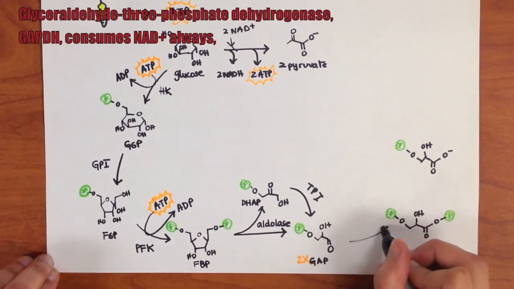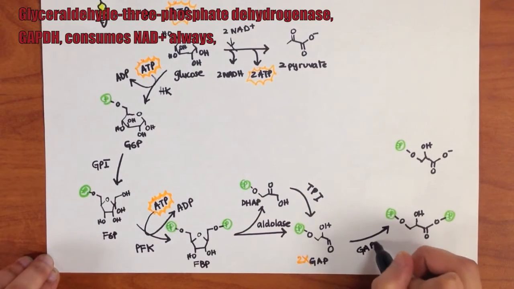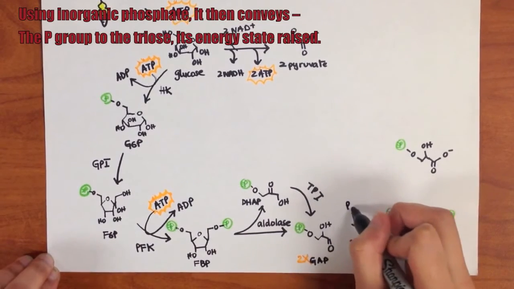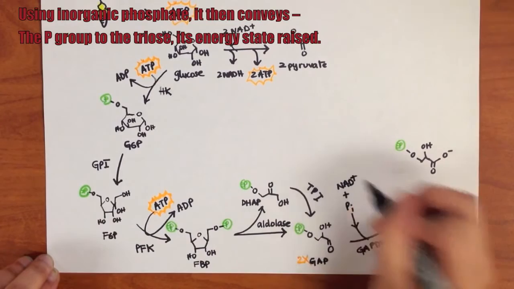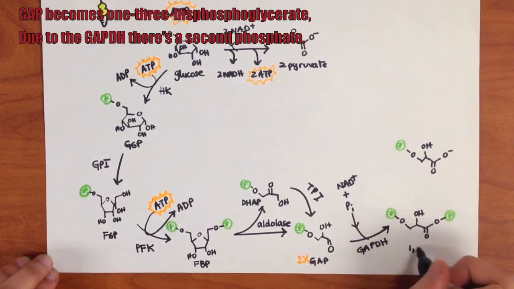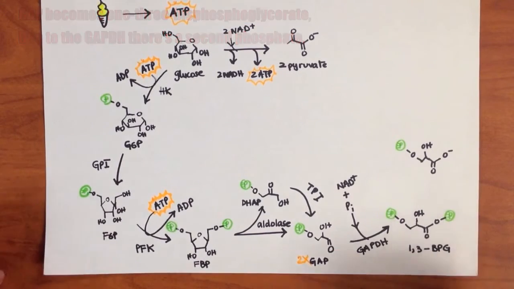Glyceraldehyde 3-phosphate dehydrogenase, GAPDH, consumes NAD+ always. Using inorganic phosphate, it then conveys the P group to the triose, its energy state raised. GAP becomes 1,3-bisphosphoglycerate. Due to the GAPDH, there's a second phosphate.